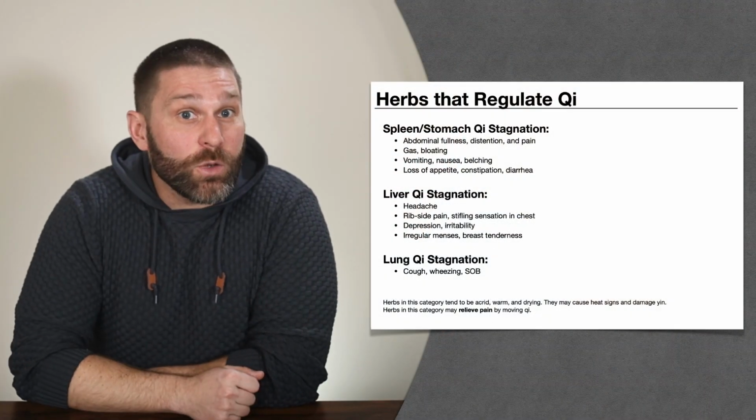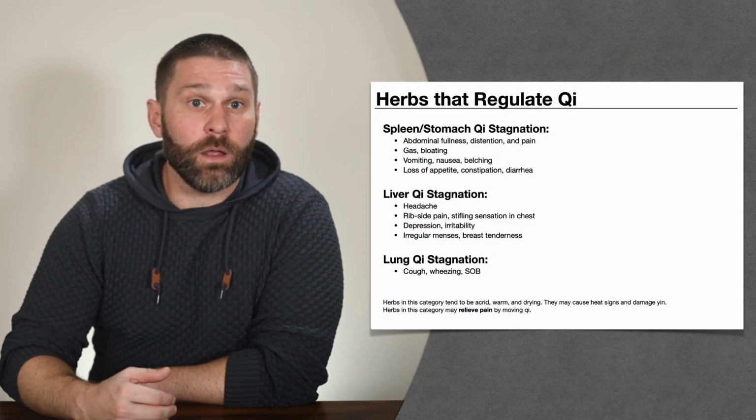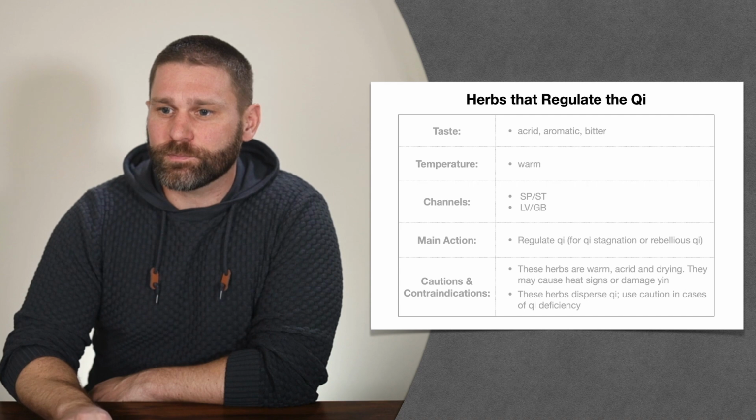So it's very common that if we have qi stagnation, we'll have some sort of pain like headache, ribside pain, or abdominal pain. And so by moving the qi, by relieving or breaking up that stagnation, that will alleviate the pain. So that's something we'll also see in this category: many of these herbs have a pain relieving action as well because they move the qi.